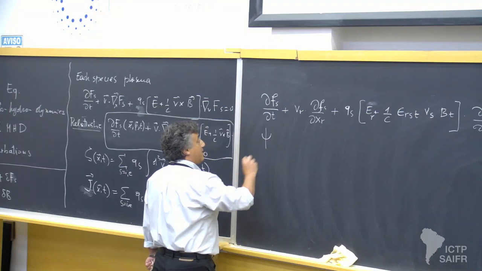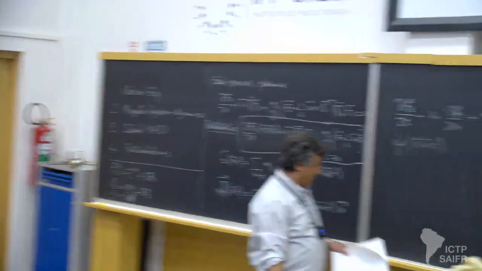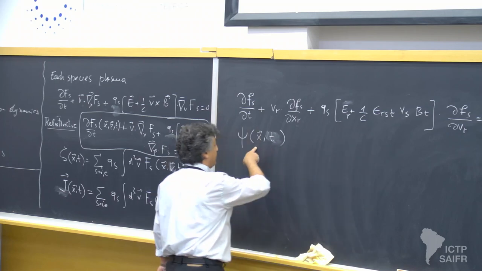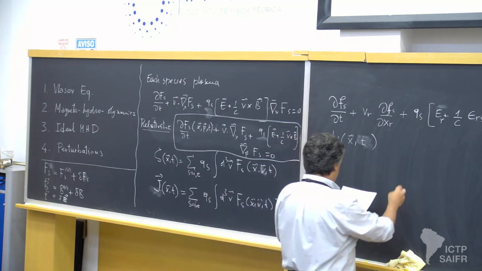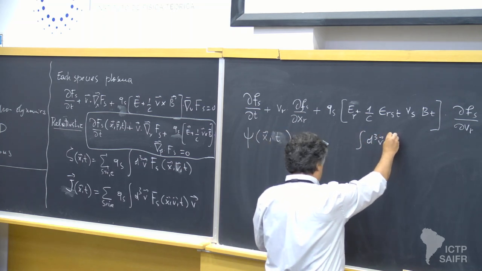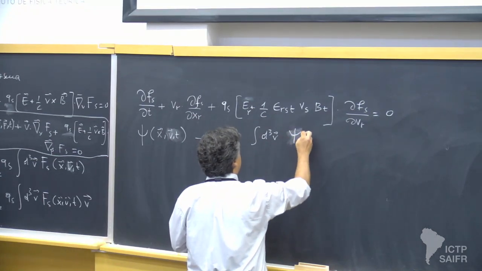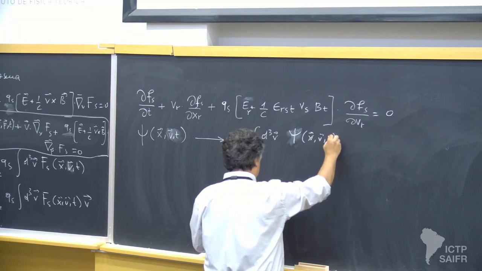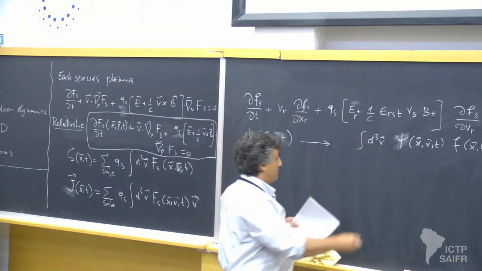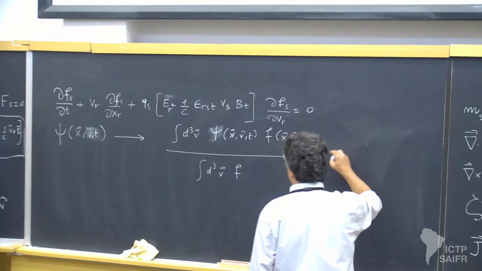Now, let me define a generic function of x, v, and t. Generic, whatever you want. I'm sorry, x and t. And I want to calculate the mean value of this psi on the function f. So what would I do? If I want to calculate the average on the f, I would define an integral in d3v of this psi of x, v, and t times f. But then I have to normalize, so you divide by the same quantity without the psi. So this is the mean value of that psi.